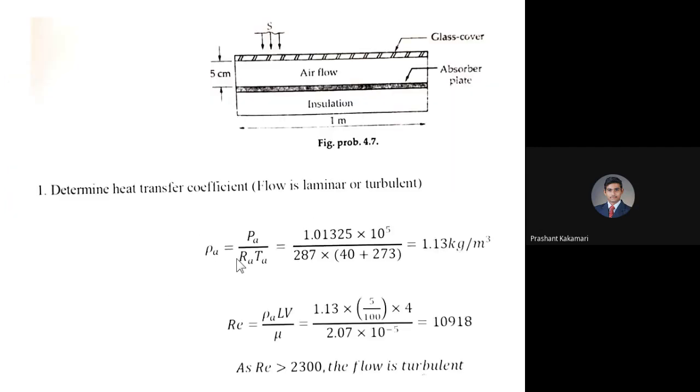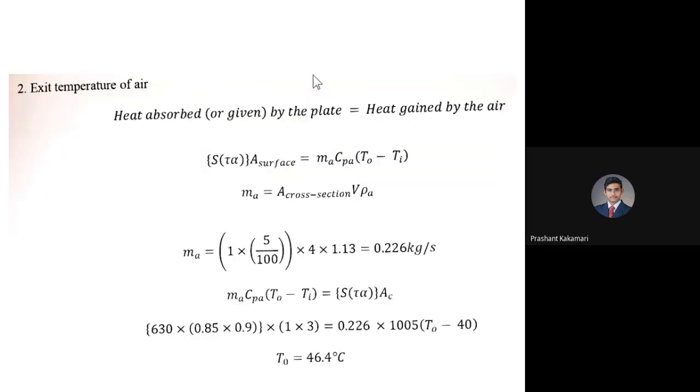If you see, this is the inlet side. The sketch shown is not from the side view, it is from the front or back side view. So 1 meter is the width of the channel, 5 centimeter is the height of the airflow channel. So the air is flowing perpendicular to the screen. So 1 into 0.05 meters is the area, into velocity of 4 meters per second. Density is 1.13. From this one can find out the mass flow rate of air.